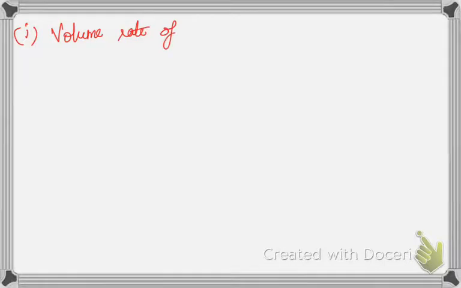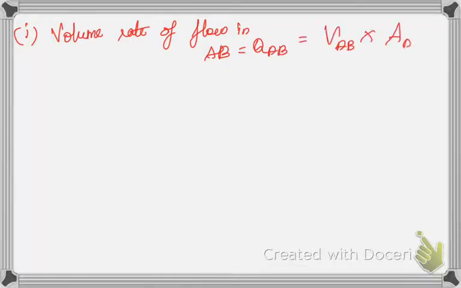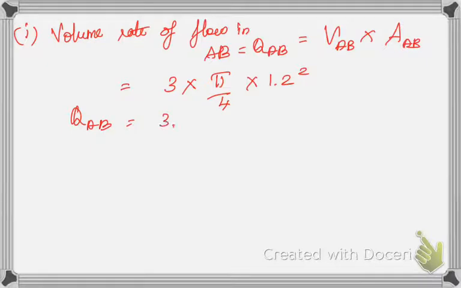Volume rate of flow in AB, which is my QAB, is equal to VAB into AAB. VAB is given to me as 3, and the area is pi by 4 into 1.2 square, where 1.2 meter is the diameter of the pipe AB. So my QAB will be equal to 3.393 meter cube per second. So this is my first answer that I had to determine.